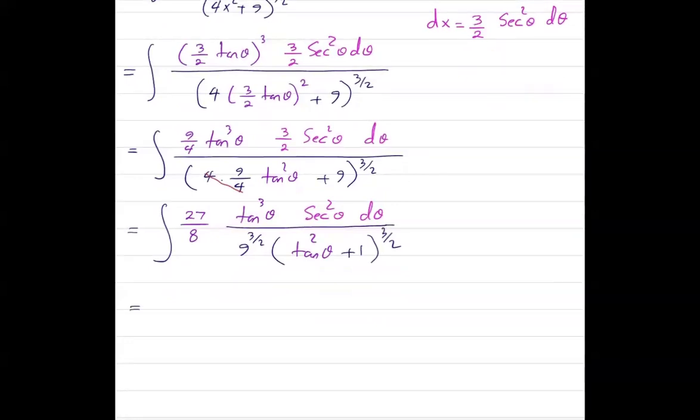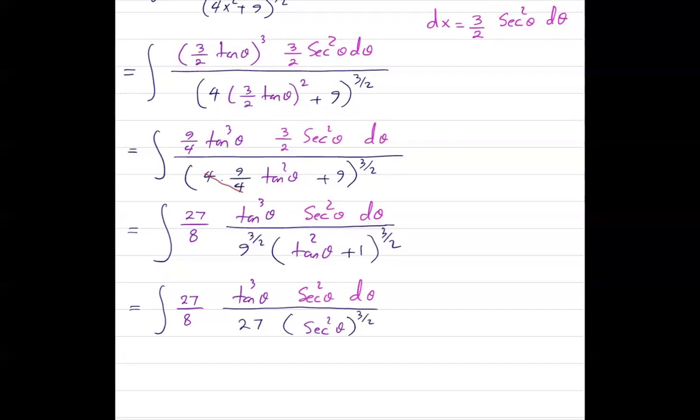This guy can be written as the integral of 27/8. You have tangent to the third power of theta times secant squared of theta d theta. And now on the denominator, 9 is 3 to power 2. So you get another 27 down here. And then tangent squared plus 1 is equal to, as you remember, secant squared. So you have secant squared raised to power 3/2.